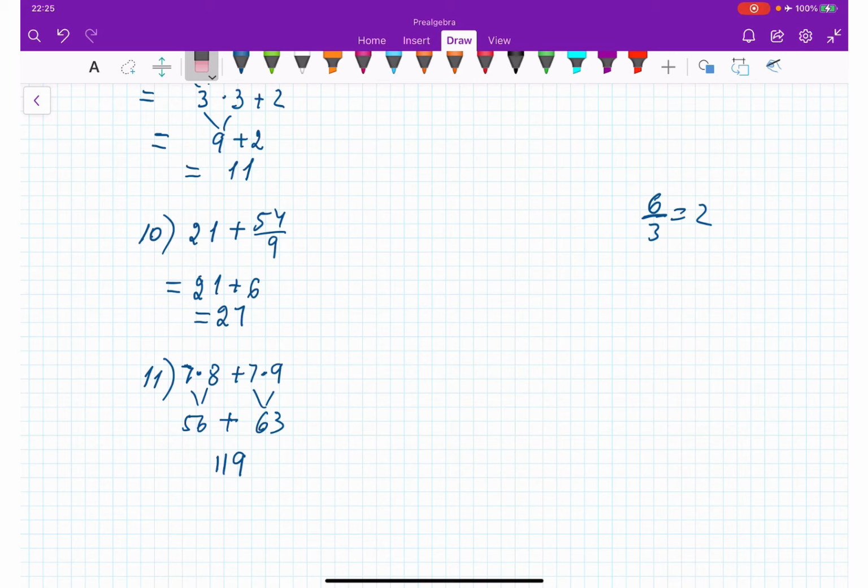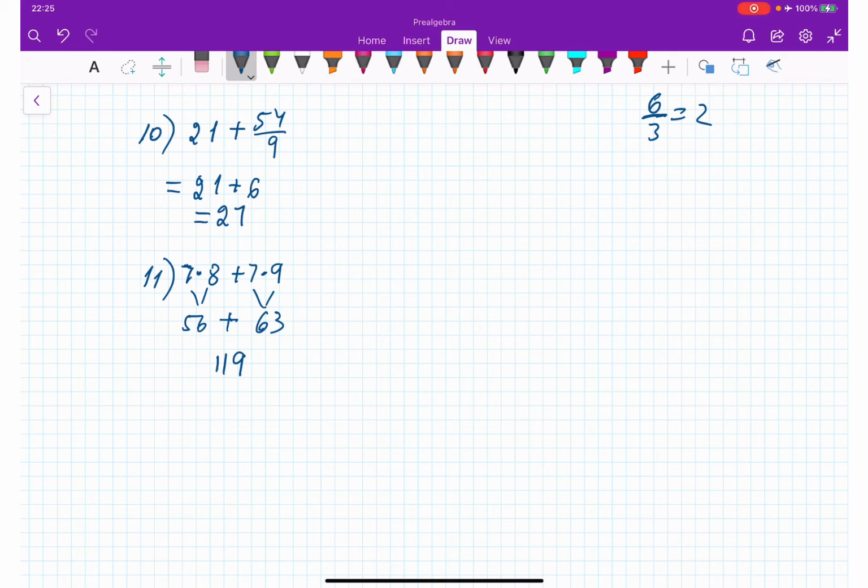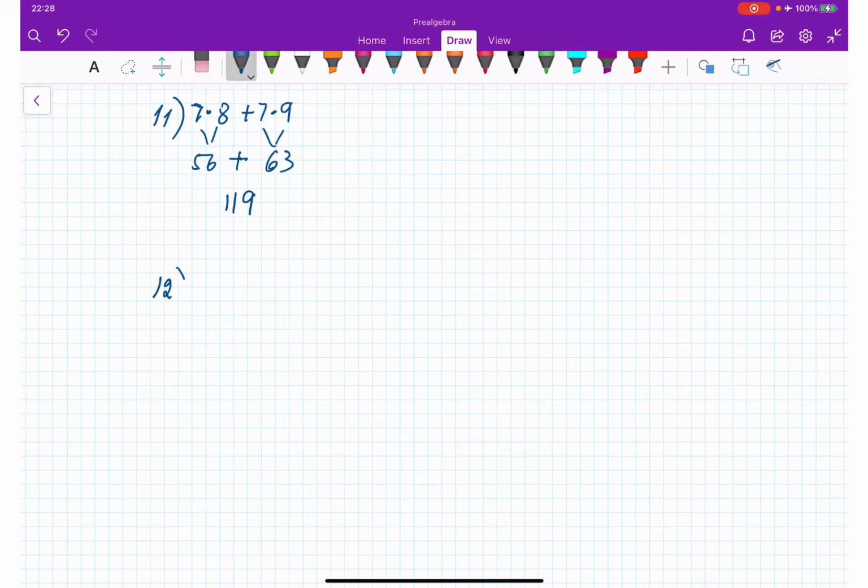Number 12. We have 9 plus 8 divided by 4 over 1 to power 8. So it's going to be 9 plus 8 divided by 4. It's going to be how much? 2, right? So this is first operation, this is second operation. 1 to power 8 is 1. Then 9 plus 2 is 11 over 1, and it's equal 11.